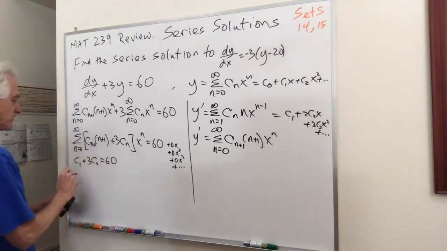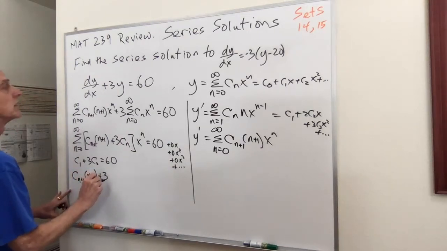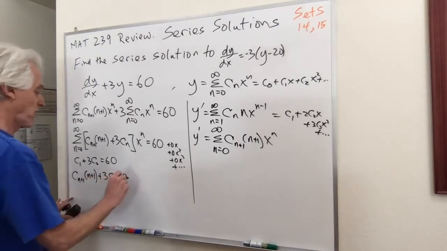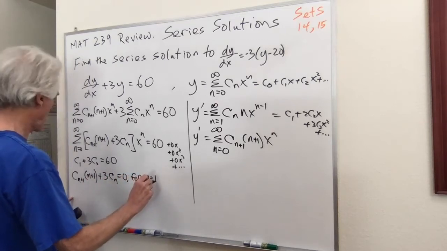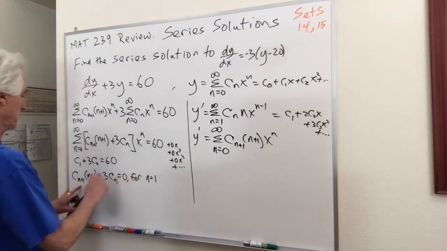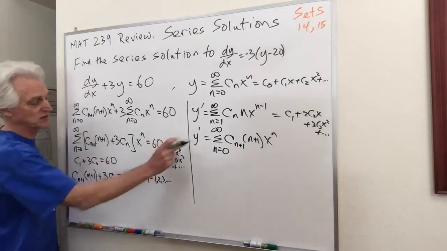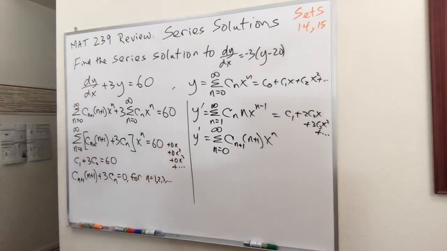And then for the rest of them, I get c sub n plus 1 times n plus 1 plus 3 c sub n, that equals 0, for n equals 1, 2, 3, dot, dot, dot. The coefficient of x to the n when n is 1, 2, 3, etc. are all 0. Okay?